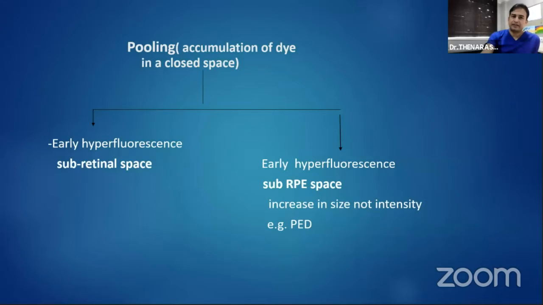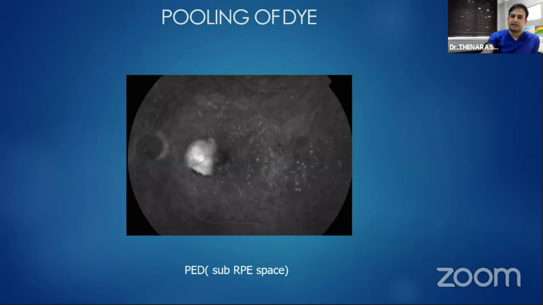Pooling is the accumulation of dye in a closed space, whether it's the subretinal or sub-RPE space. Commonly, it is seen in pigment epithelial detachments. In pooling, there will be an increase in the size, but the intensity remains the same with the increase in phase of the angiography.